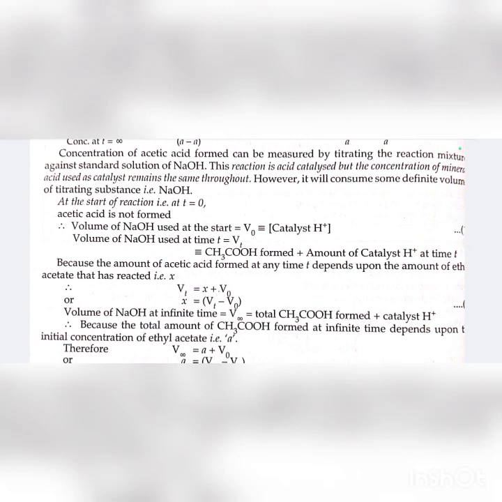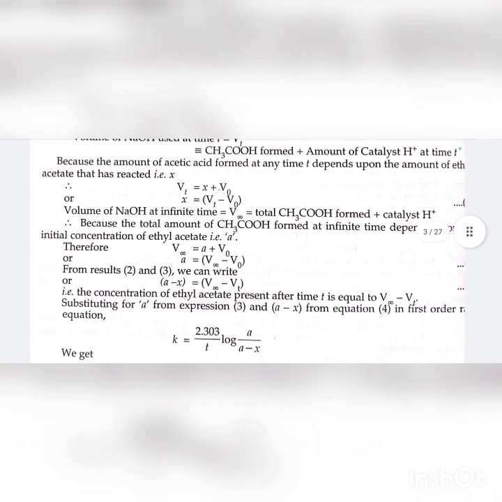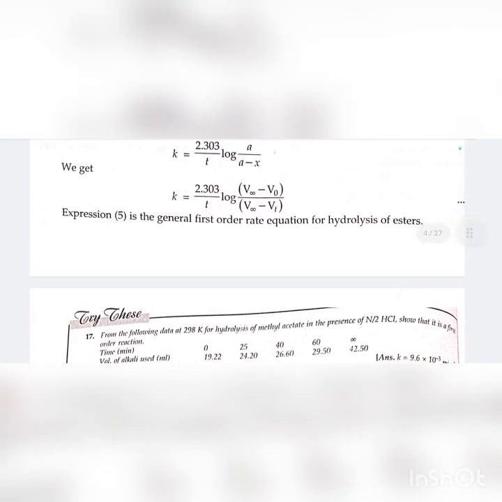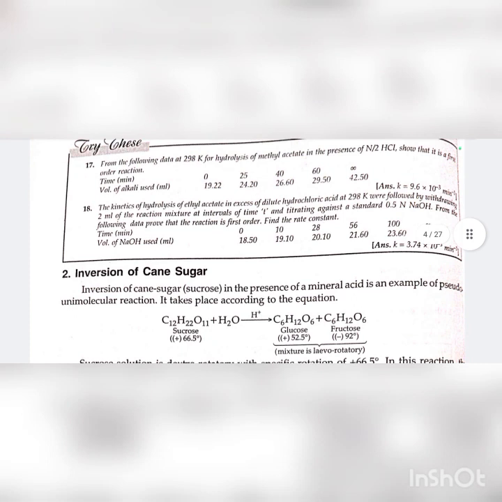Because the amount of acetic acid formed at any time t depends upon the amount of ethyl acetate that has reacted, that is x, so x is equal to Vt minus V0. Now we will substitute this in the first order reaction, and we will get k is equal to 2.303 by t log (V infinity minus V0) divided by (V infinity minus Vt). This is the expression of the first order rate constant for hydrolysis of ethyl acetate, and here is a numerical which is based on the hydrolysis of ethyl acetate.